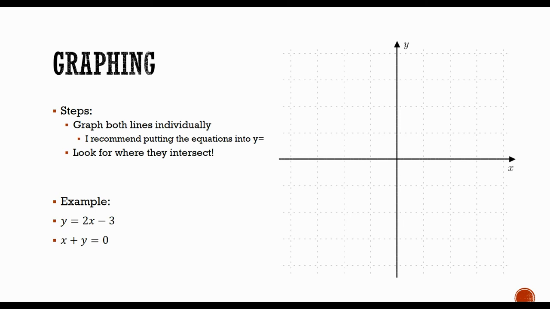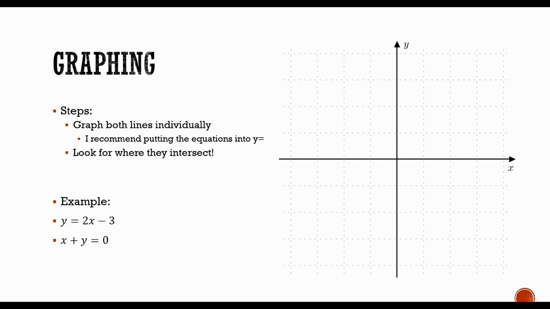So here's our first method, graphing. The steps are to graph both of our lines individually. I recommend putting both of your equations into y equals format, so that's your slope-intercept form. Then graph from there. You can use a t-chart, x and y intercepts, or the slope and y-intercept. Once you have them both graphed, look for where they intersect.